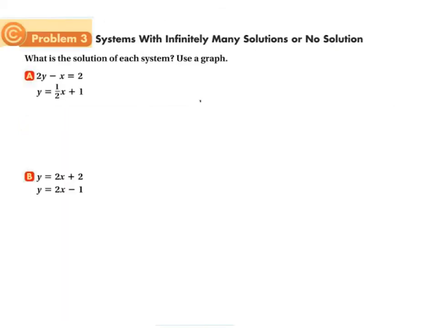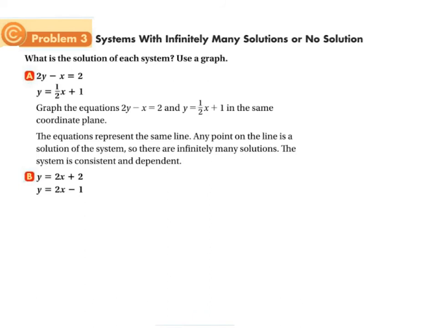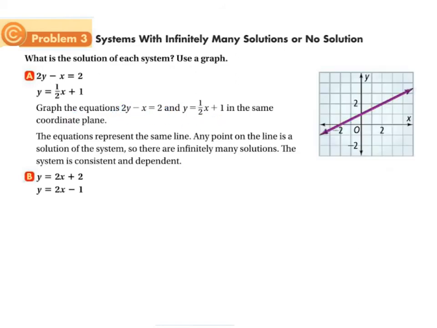All right, so what does it look like when you have this situation going on? Let's look at the first one. What is the solution? Use a graph. It might not be clear what's going on here, so you may need to rewrite this equation, okay? But you can graph them. We've taught you how to plug in 0 for x to find the y-intercept and 0 for y to find the x-intercept, okay? When you graph these, you find that it's exactly the same line.